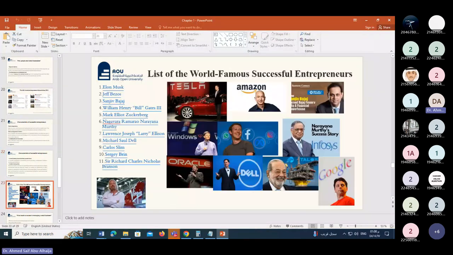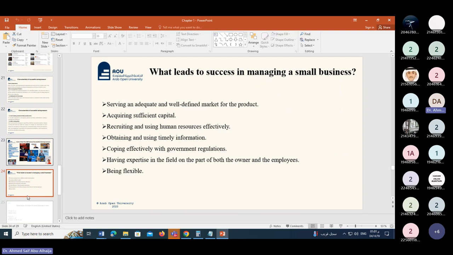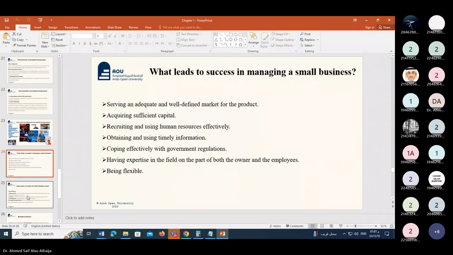So this is actually a list of world famous successful entrepreneurs. I'm not telling you that you should become like them, but you could become even better than them. Okay. It's like the road map. Like Elon Musk, Bezos, Mark, Bill actually, and so many other people, like Carlos for example, or others. Okay. Any question, guys? Until now.